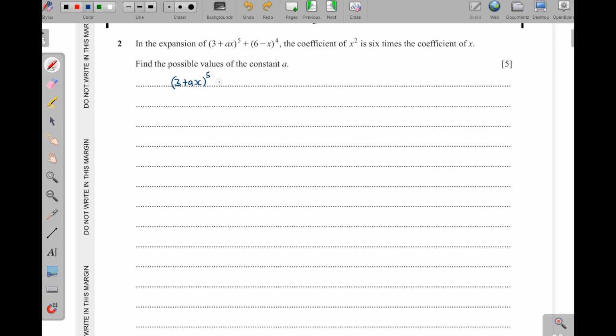So this one will be plus (6 minus x) to the power of 4. Now we can say, term in x squared. For this one, it will be 5, then combination something. Then we have a 3. This is binomial expansion. Bi means 2, nomio means terms, so we are having 2 terms here. This is the first one, this is the second one. And then the other one is ax.